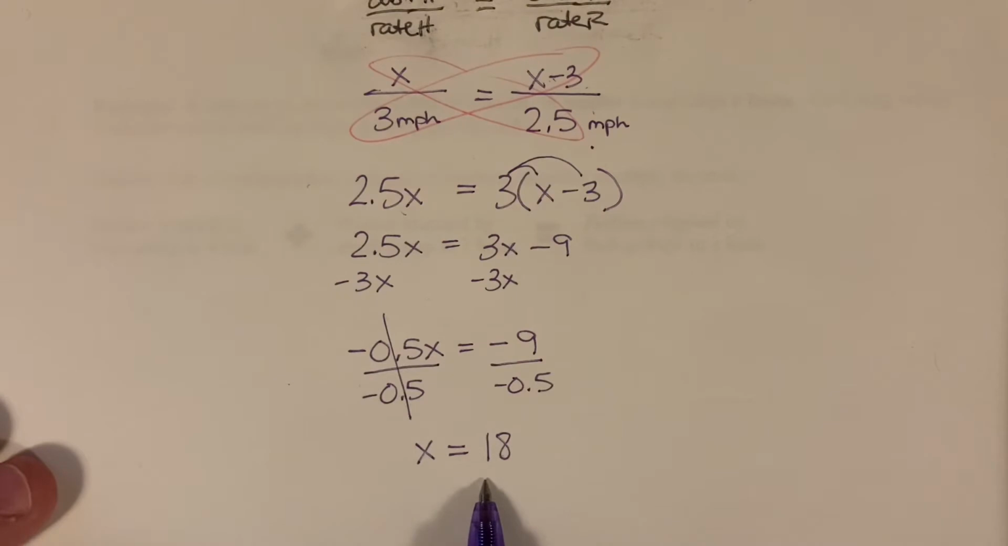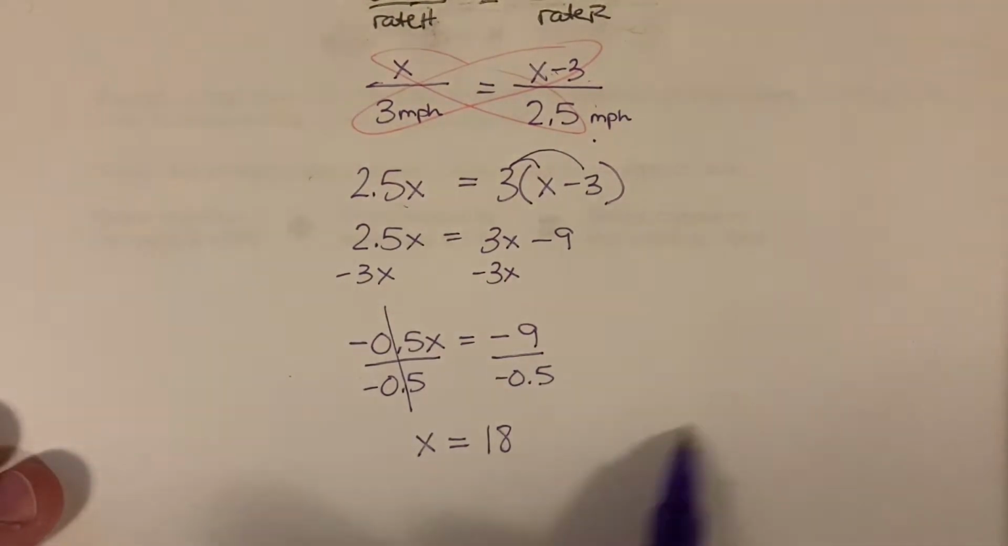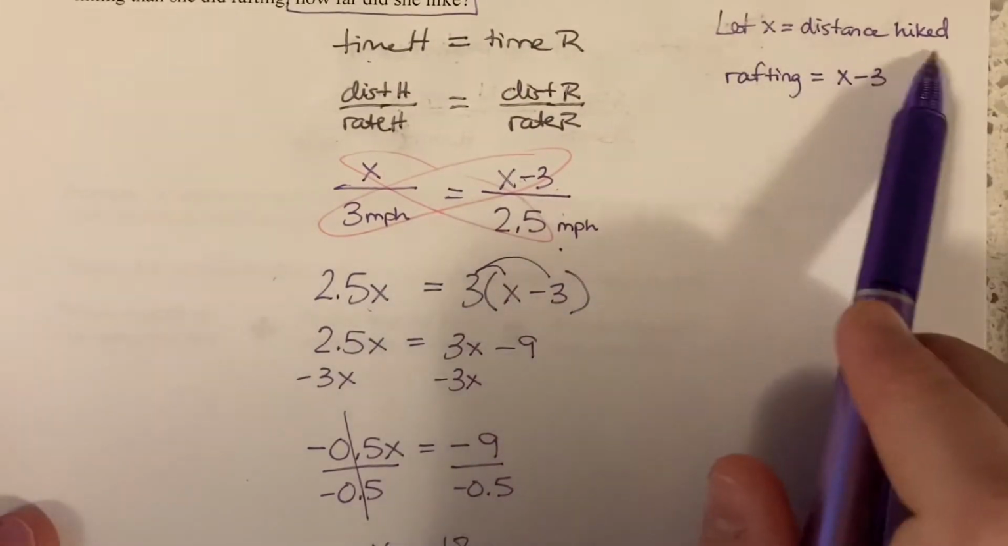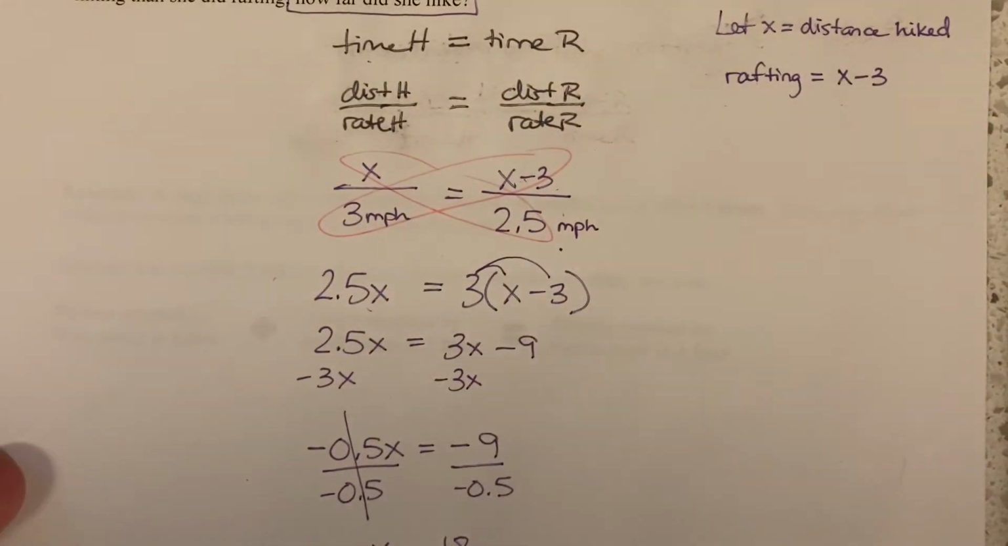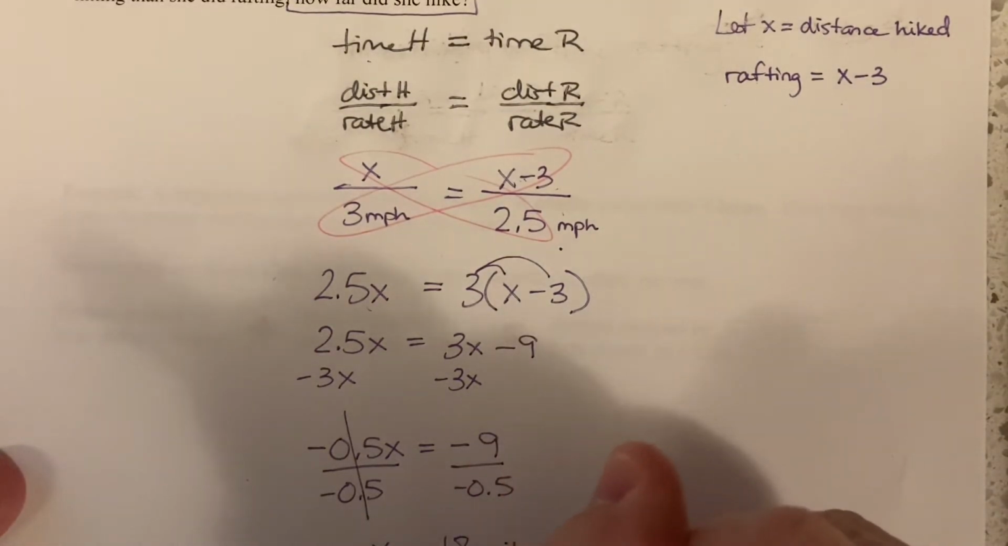Hooray. But then we gotta decide, well, what's 18? So we have to go back to, good thing we defined our variable. Let x be the distance hiking. So this would be 18 miles hiking.